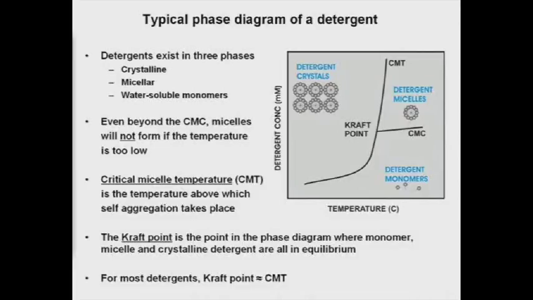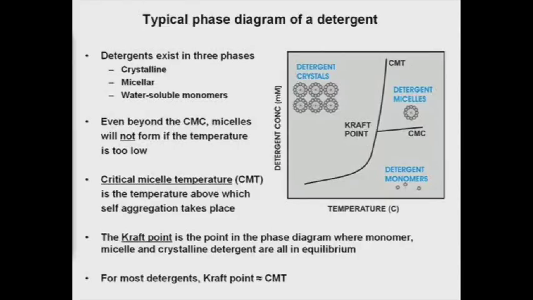This is a typical phase diagram of a detergent, and I mentioned the critical micelle temperature just now. Effectively, the critical micelle temperature is a temperature above which we start to get micelles forming. So micelles will form above the critical micelle concentration, but only if the temperature is beyond the critical micelle temperature.